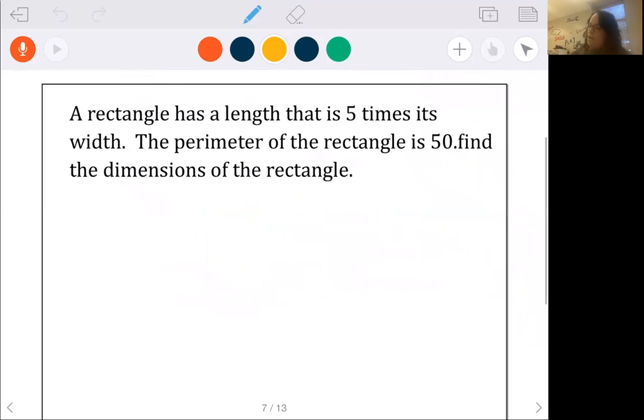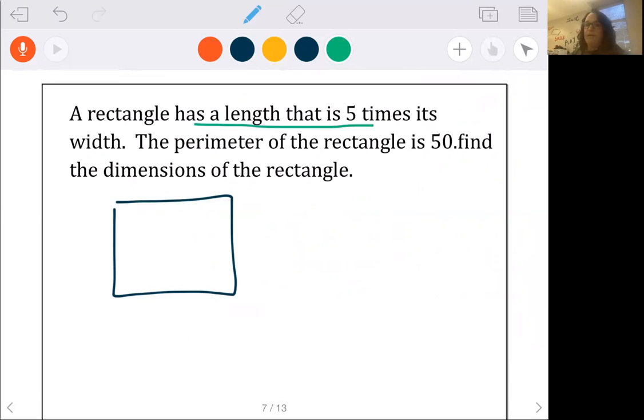All right. A rectangle has a length. Well, you better get a picture down, right? Has a length that's 5 times its width. I always ask kids, which one don't you know anything about, the length or the width? And the answer to that is the width, because I know the length is 5 times the width. If somebody told me the width, I could get the length. If the width was 2, length is 10, right?